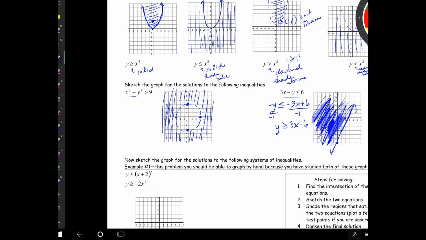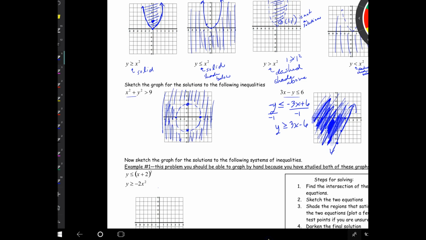Jeremiah, for the first one? Yeah. So that's shading above. Why is it all around? Because in a circle, when we think of above, we really have to think of on the outside, because all the outside solutions will fit.